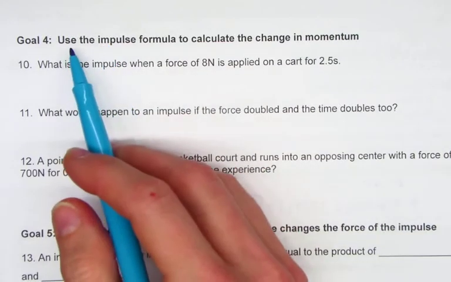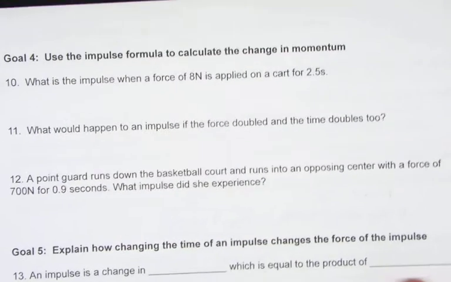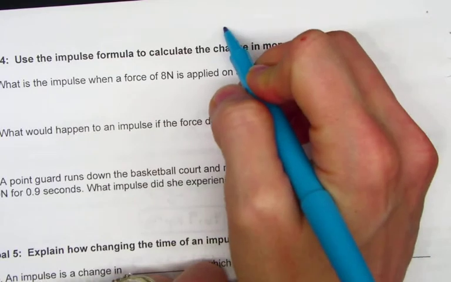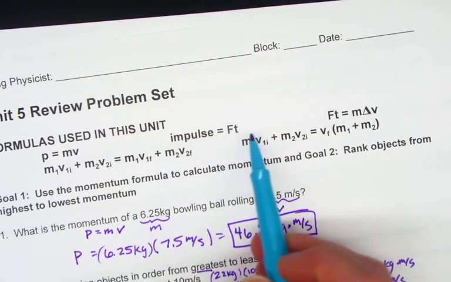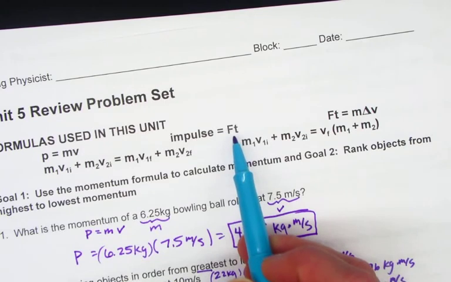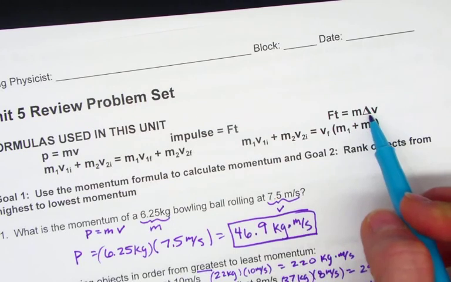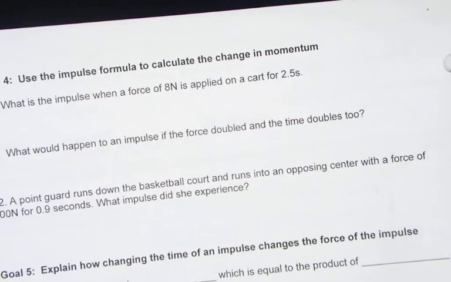Goal 4 is to use the impulse formula to calculate the change in momentum. So the impulse formula is a couple things. If we look at the page before, we know impulse is force times time. We also know force times time is mass times the change in velocity. This is the change in momentum. So we'll put both of those down.